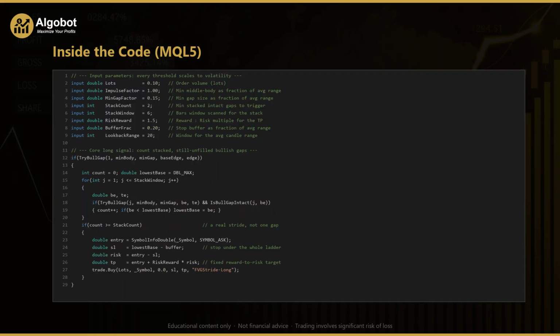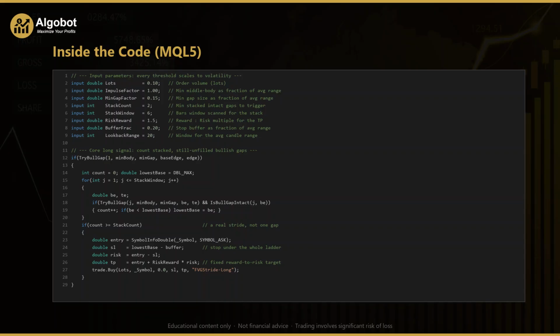At the top, we have the input parameters, the dials you can turn in the strategy tester. Lots sets the order volume. ImpulseFactor controls how strong the middle candle's body must be relative to the average range, so raising it demands more violent thrusts. MinGapFactor sets how wide the vacuum must be before it counts. StackCount is the heart of it, the number of unfilled gaps required to call this a stride. Raising it makes signals rarer but more selective.